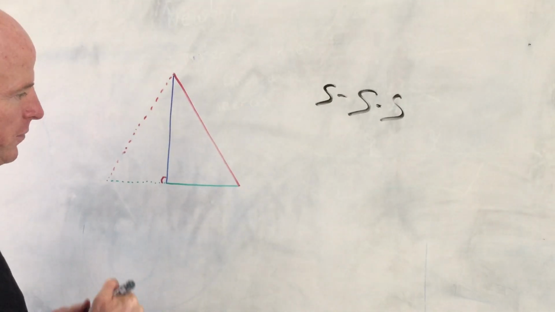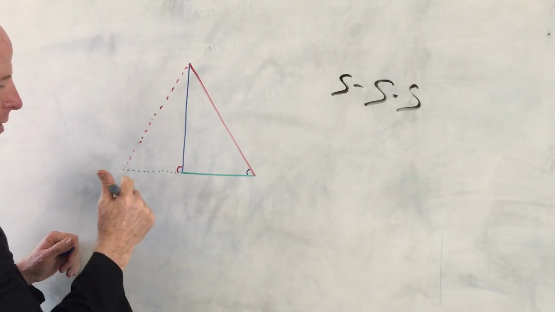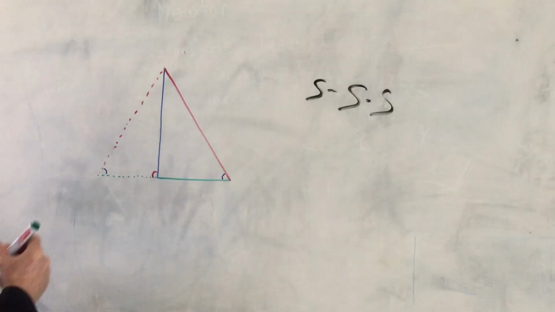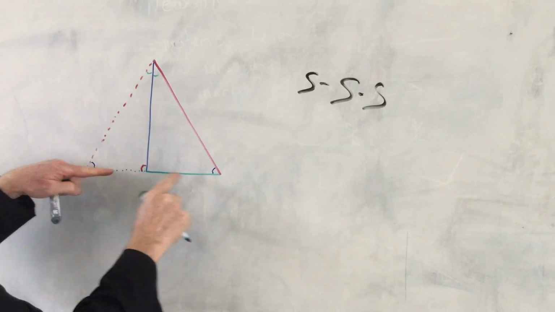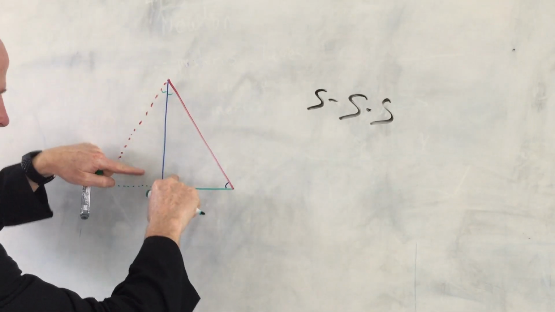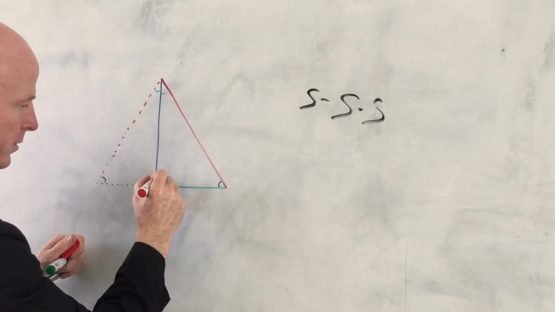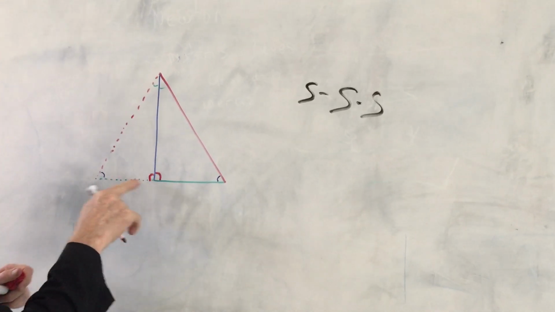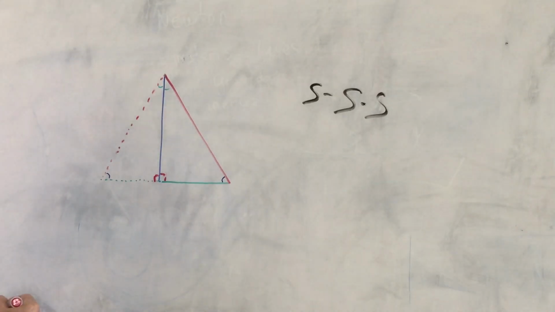Just for the sake of knowing, this little angle, because it's subtended by this line, is going to be equal to this little angle. And this little angle is going to be equal to this little angle because they're subtended by equal sides. Now look at this. These two sides subtend these angles. So this angle here is equal to this angle. But this angle was drawn right. If these are equal and this is right, this is also a right angle.